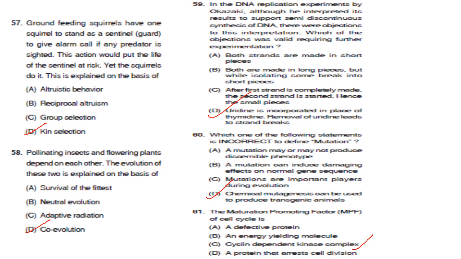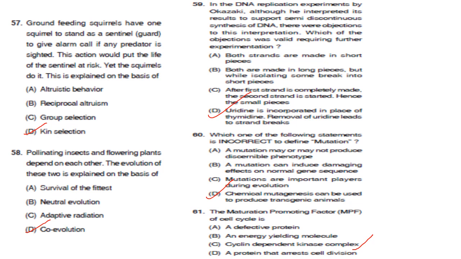For creation of transgenic animal, three principal methods are DNA microinjection, embryonic stem cell mediated gene transfer, and retrovirus mediated gene transfer. Not chemical mutagenesis is used to produce transgenic animals. Answer is option D.